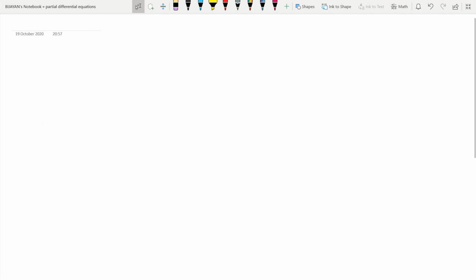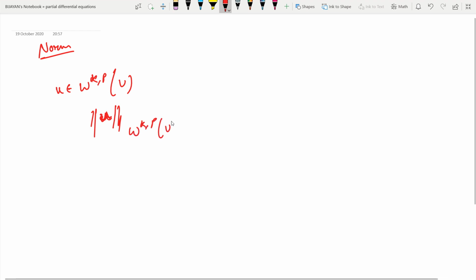So that was the definition of the Sobolev space. Now let us define its norm. Let u belong to W^{k,p}(U), the Sobolev space. We define the norm, which is usually denoted with two bars and the space in the subscript, as follows.